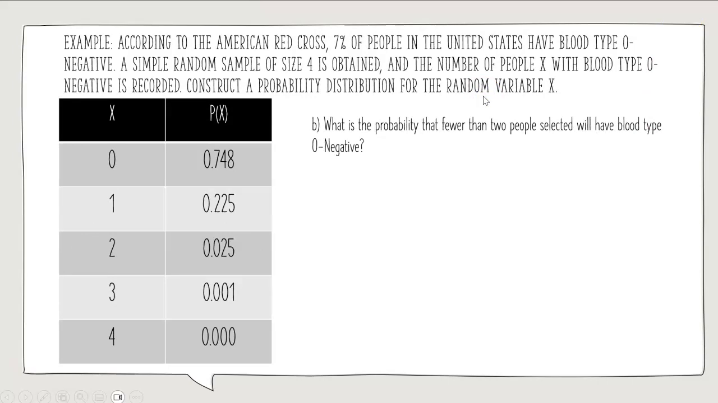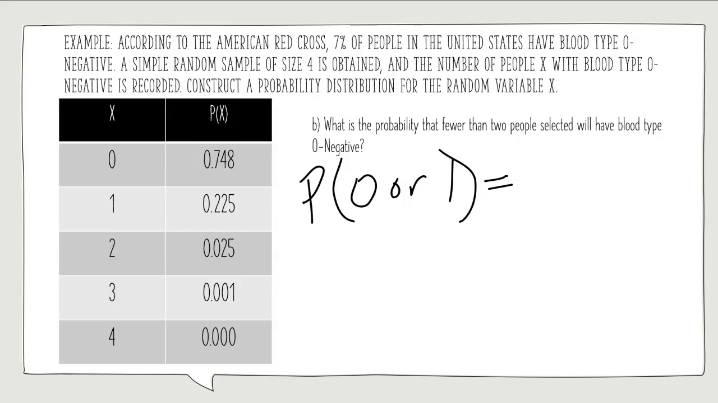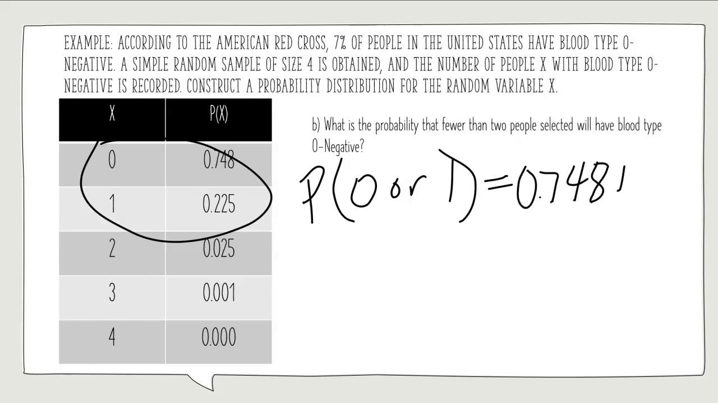All right, for the next one, what is the probability that fewer than 2 people selected will have blood type O negative? So in this case, we want to know what is the probability of 0 or 1, because fewer than 2 would include the 0 or the 1 here. So you will take those two values, because OR probability means you would add those two values together, 0.748 plus 0.225, and that actually comes out to 0.973. That's how you would do that one.